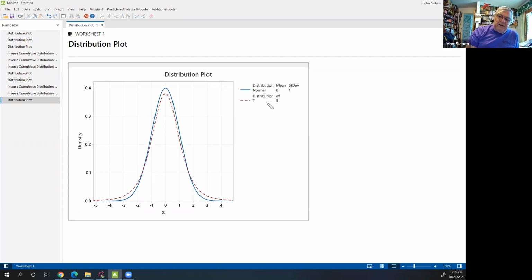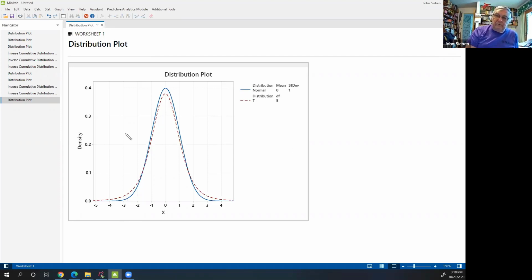Now, this is a T for 5 degrees of freedom. I don't know why Minitab used a capital T here, because we always use lowercase t for students' T distribution, but that's a capital T. It's okay. It doesn't confuse me. I know it's there, so I can live with it. Let's do this again, but let's increase the number of degrees of freedom.